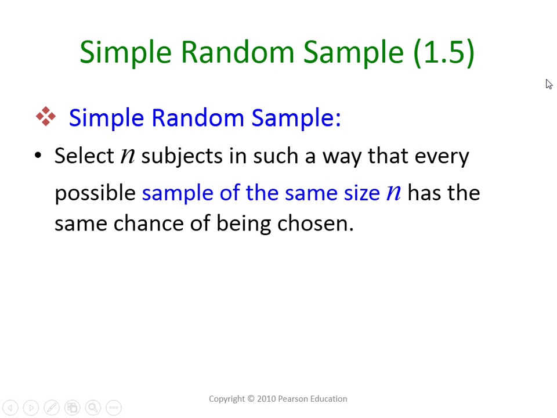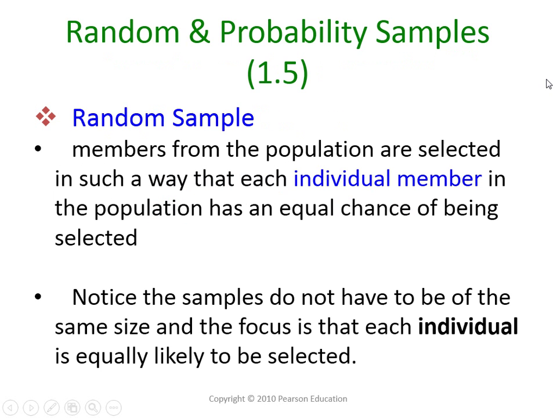Questions yet? A random sample is a little different than a simple random sample. A random sample is when members from the population are selected in such a way that each individual member in the population has an equal chance of being selected. So this is just looking at each individual alone and not necessarily a group of whatever the size is, a group of 20 for instance. If you're doing just a random sample, then each student has an equal chance of being picked in this sample.